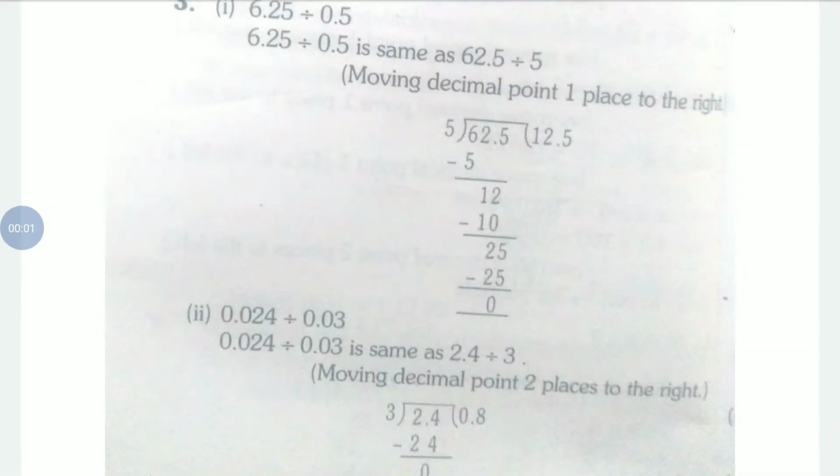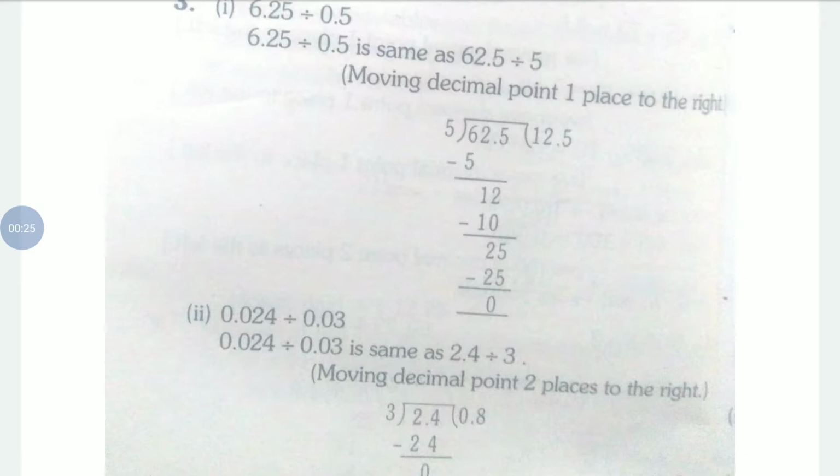As we have seen about exercise 2 and question number 1 and 2, now we will proceed to question number 3. Question number 3, find. Such examples are given where the decimal point is in both the numbers. Now we will see how to do it if the decimal point is in both the numbers.